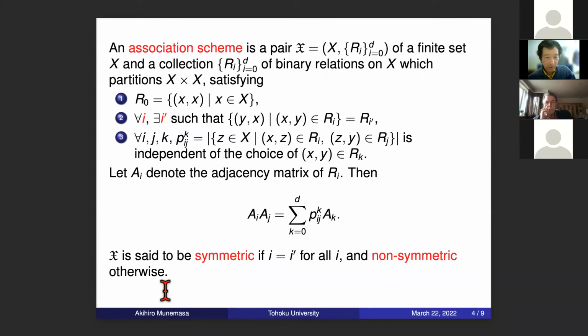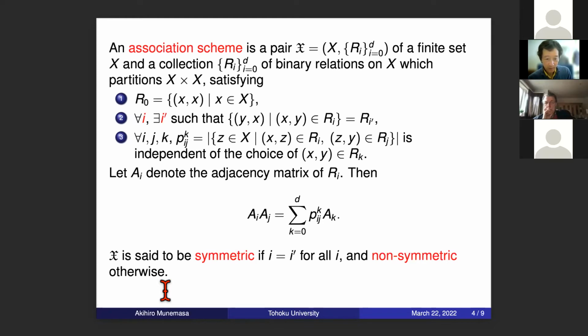Now, each Ri is a binary relation on X, so we can construct an adjacency matrix AI, which is a square matrix whose rows and columns are indexed by X. And then the third condition amounts to the matrix equation that AI and AJ, if you multiply as matrices, then it expands like the linear combination of all the adjacency matrices with coefficient being intersection numbers.